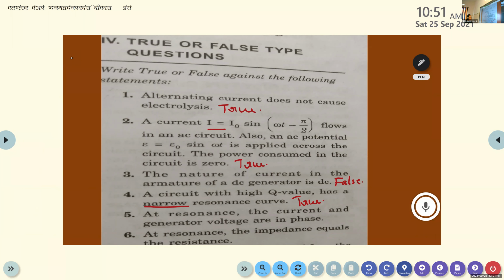The next question: at resonance, the current and the generator voltage are in phase. At resonance, the current and the generated voltage are in phase.